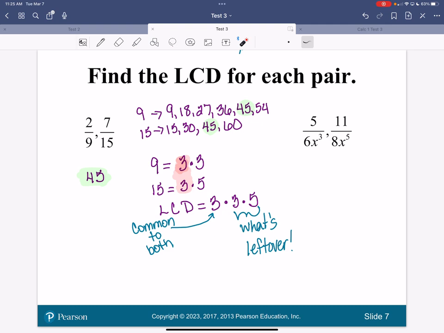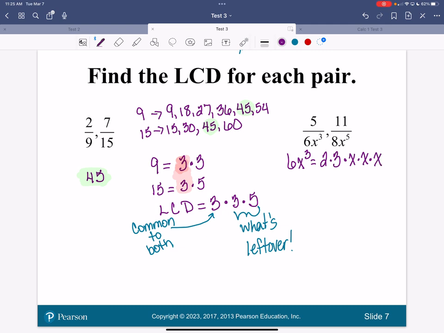So now let's do the next one. So I'm going to take my 6x cubed, and I am going to write down all the factors of 6x cubed. What does 6 break down to? 2 and 3. Okay, and then just for visualization, I'm going to write down each of the x's separately. So x to the third is x times x times x.